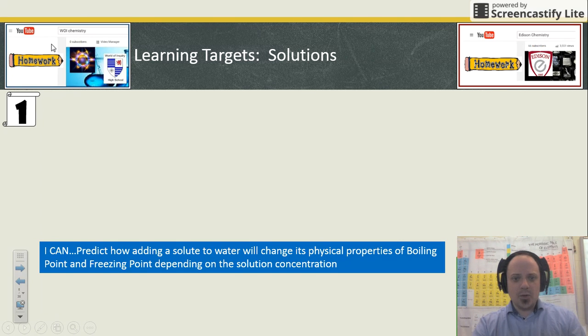Predict how adding a solute to water will change its properties of boiling and freezing. So when you add stuff to water, the water doesn't boil and freeze at the same temperature anymore. Be able to predict how the stuff you're adding affects the temperatures of freezing and boiling for water.